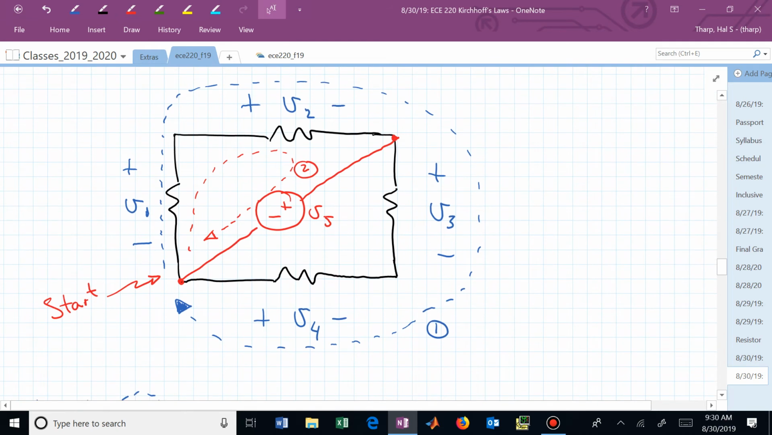One more KVL. See how many KVLs you could write just in this particular circuit? Suppose we now said, let's write around that one. Like I said, you have to pay attention. That's now mesh 3.